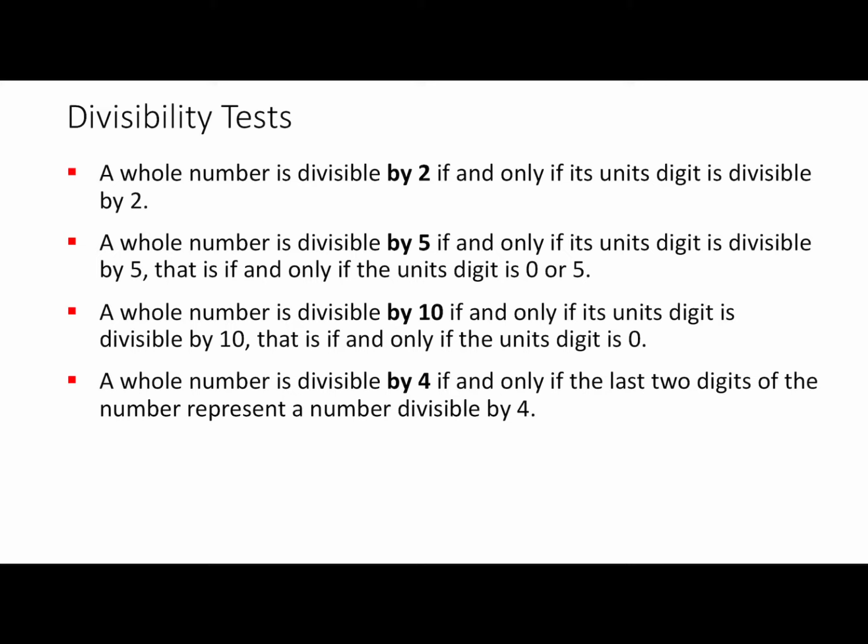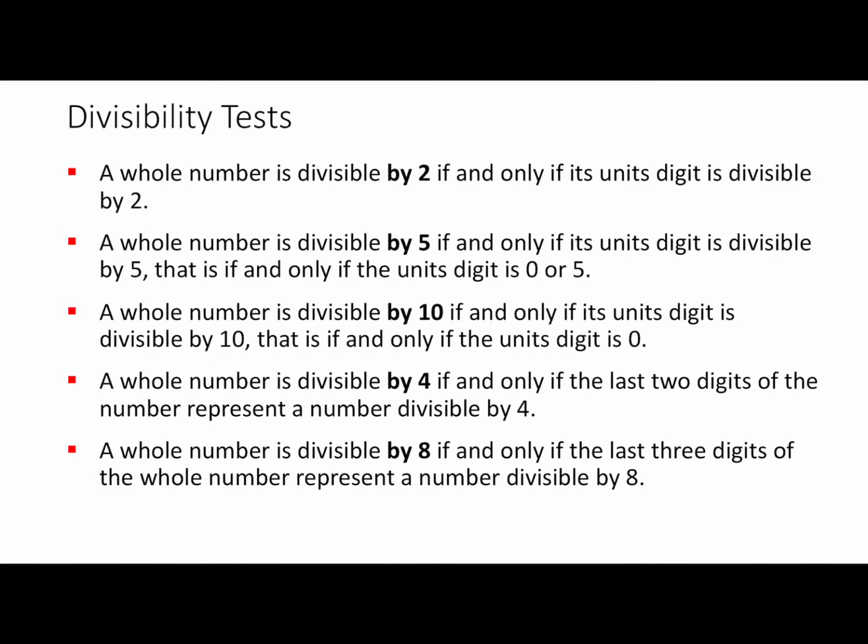All right, this one might be new to you. A whole number is divisible by 4 if and only if the last two digits of the number represent a number divisible by 4. So now instead of looking at the last digit, we're going to look at the last two digits and test if those are divisible by 4. Our test for divisibility by 8 has us look at the last three digits of the number, and if those last three digits are divisible by 8, then our whole number is divisible by 8.